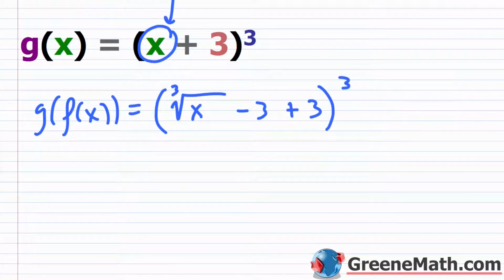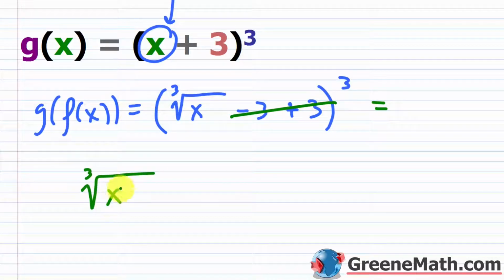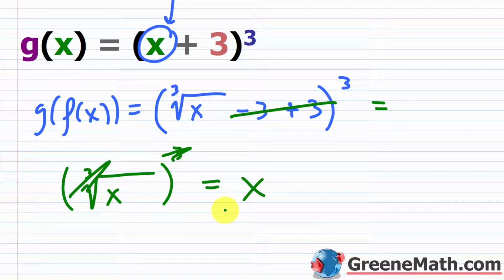So what do we have here? Well, we have this minus 3 plus 3. That can be done. Minus 3 plus 3 is obviously 0. So I can say this is the cube root of x, and then this is cubed. Again, this is going to cancel with this, and I'm just left with x. So in both cases, f of g of x is x, and g of f of x is x. Because both of those conditions were met, we can say these guys are inverses.